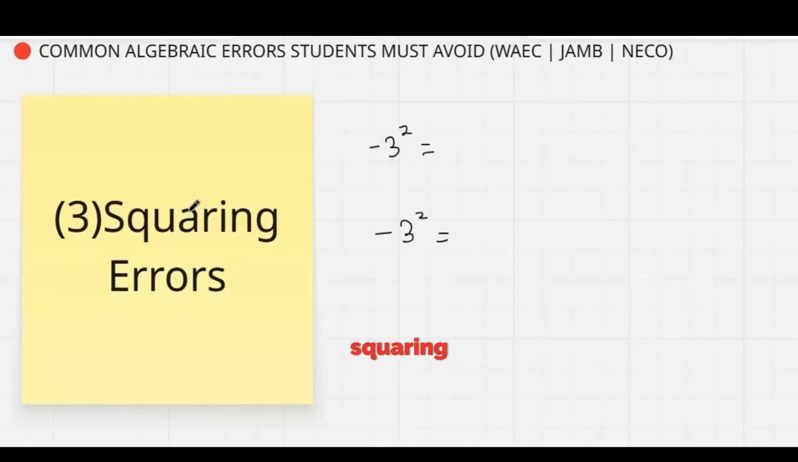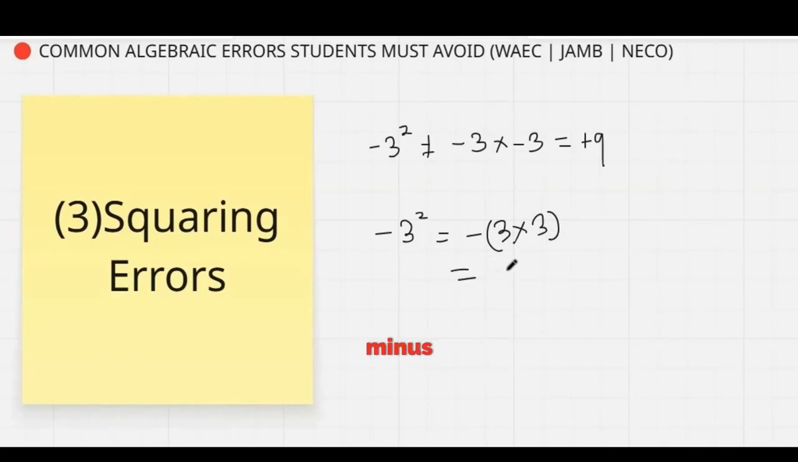Mistake 3, squaring errors. Most students usually interpret minus 3 squared as minus 3 times minus 3, and this will give us plus 9. This is wrong. Rather, if you are to interpret this question, take note that this power 2 is only for 3, not for the negative sign. So you interpret this as minus 3 times 3. Then you close the bracket. So this will give us minus 9.